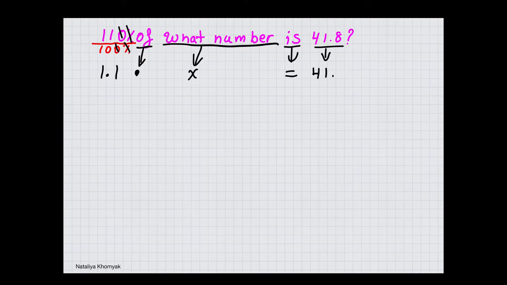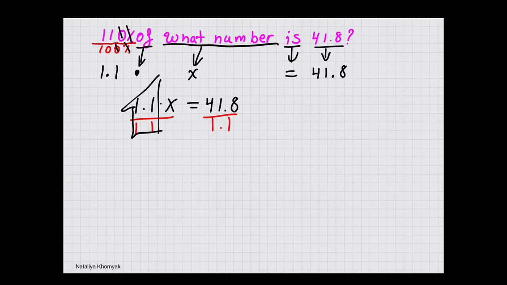I'm going to rewrite it so you can see better. So we have 1.1 times x equals 41.8. And now we just need to solve for x. X is being multiplied by 1.1. The opposite is to divide. What you do to one side, you want to do the same thing to both sides. So x equals 41.8 divided by 1.1 is 38, and this is my solution.